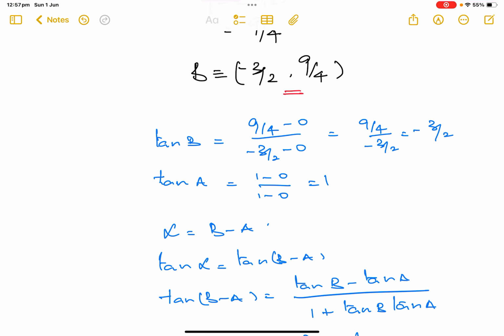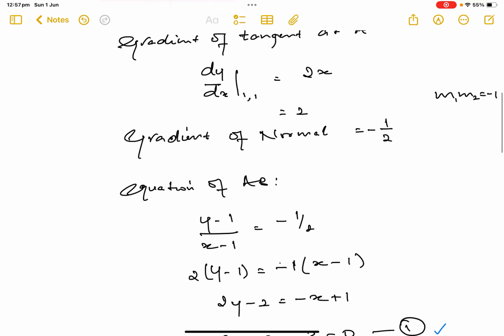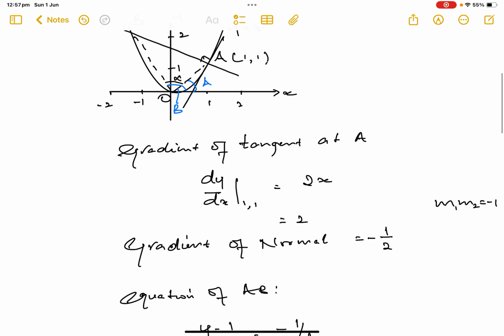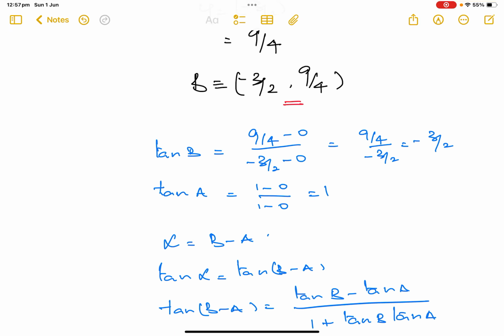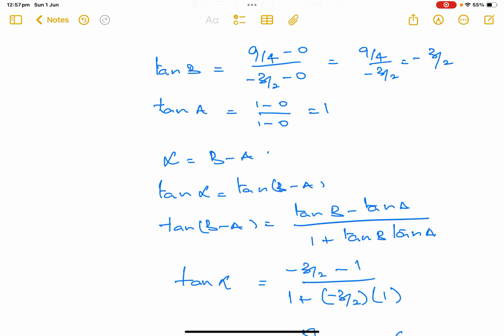Tan B is the gradient of OB. We know the coordinates of O are (0, 0). So the gradient is the y coordinate minus 0 over minus 3 over 2 minus 0, which, simplified, gives tan B equals minus 3 over 2. Tan A is the gradient of OA. Again, A's coordinates are (1, 1), so 1 minus 0 over 1 minus 0 equals 1. So tan A is 1.